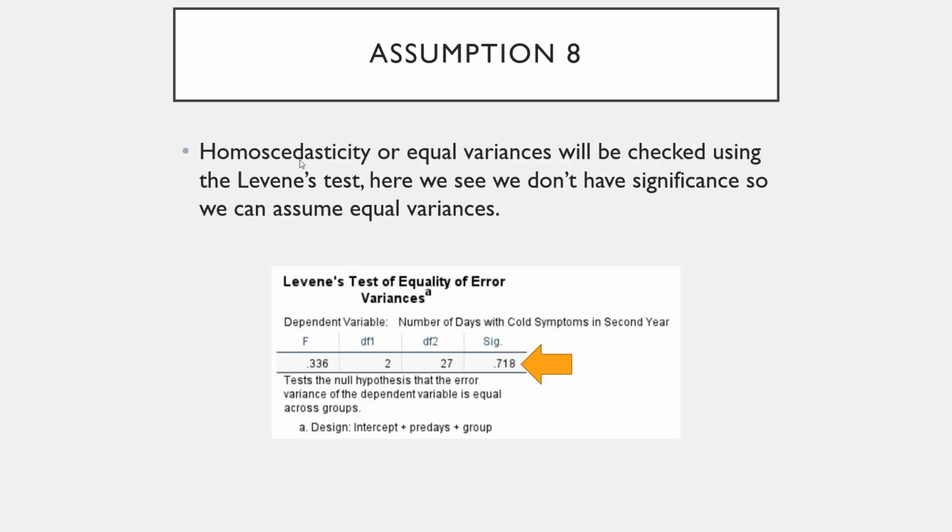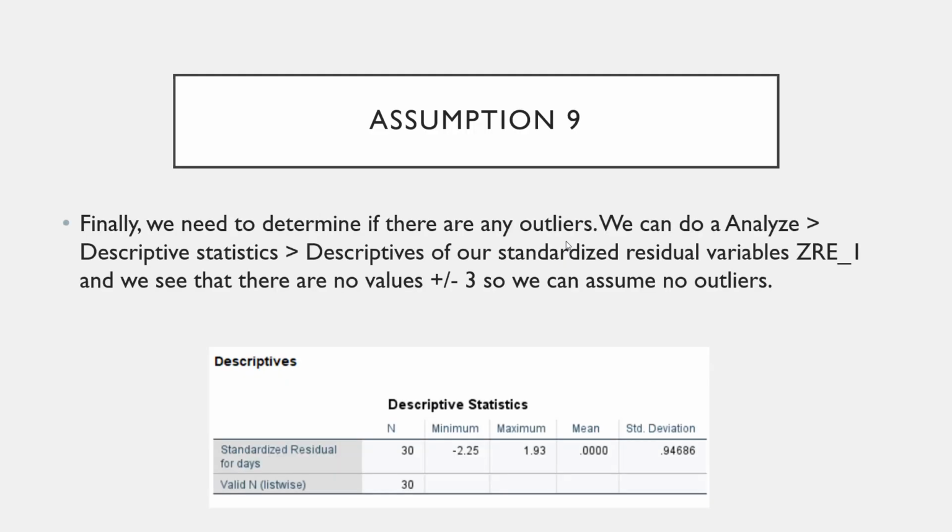Then we want to look at homoskedasticity, or equal variances. We asked for the Levene's test, and we can see also that that is not significant. So we have equal variances.